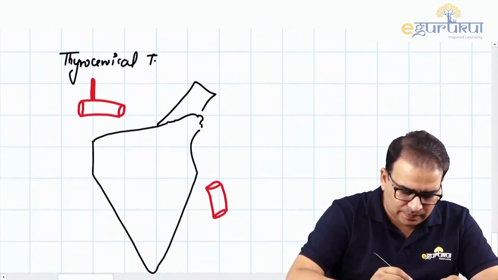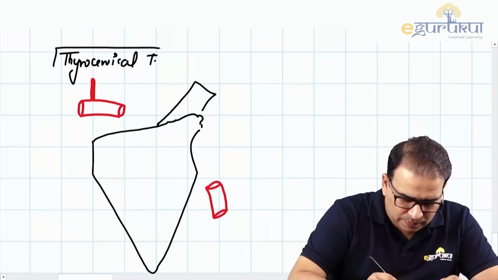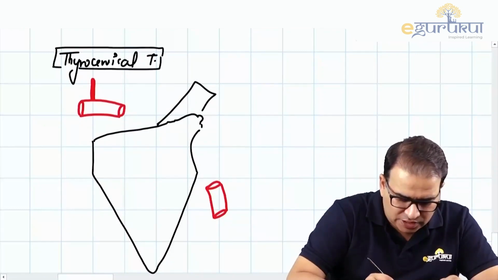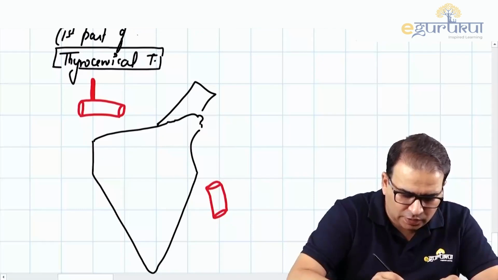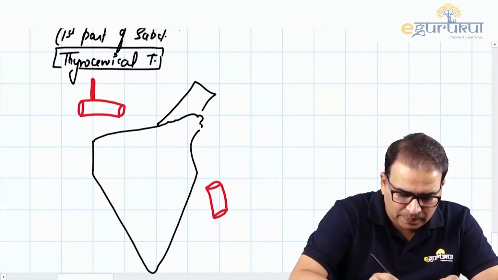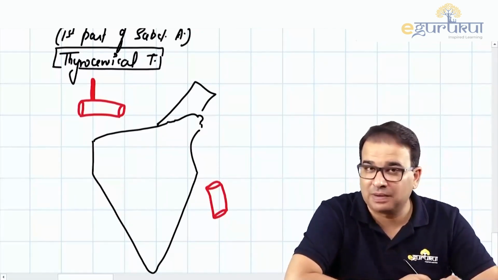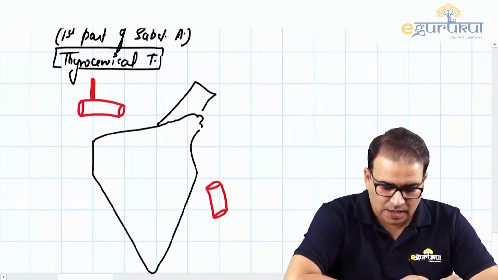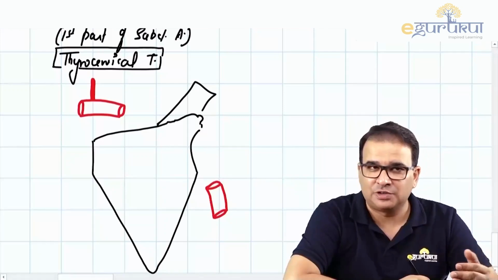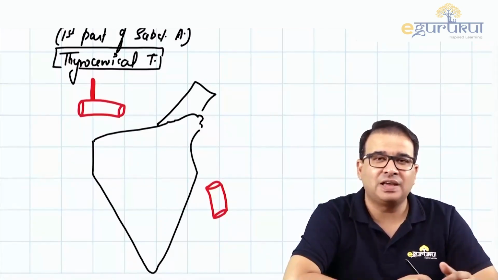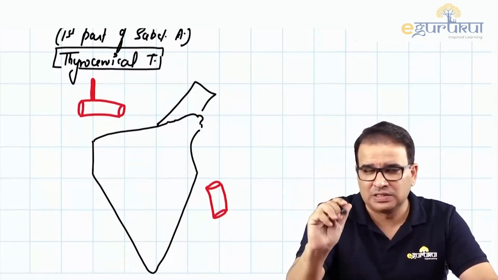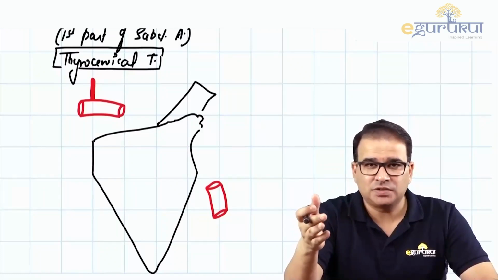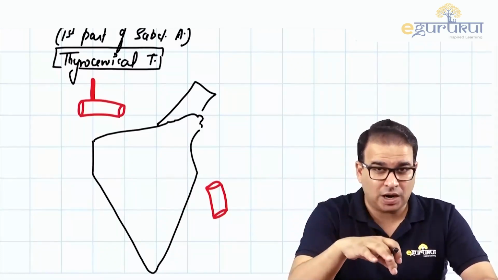Thyrocervical trunk. And just to clarify again, the thyrocervical trunk is coming from where? It is coming from the first part of the subclavian artery. What are the branches from the thyrocervical trunk? One of the branches is the inferior thyroid artery, which goes above and supplies the thyroid gland. Not of concern here. The remaining two branches from the thyrocervical trunk are the ones needed here.